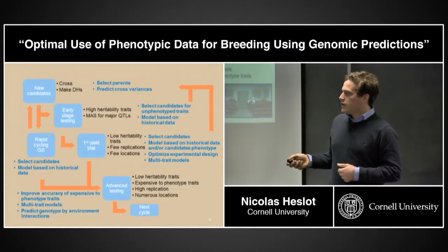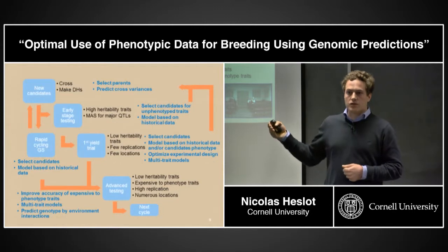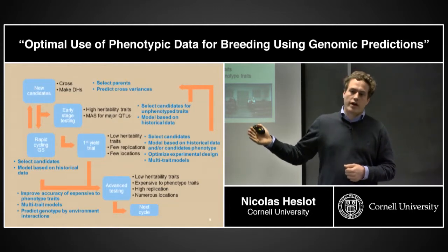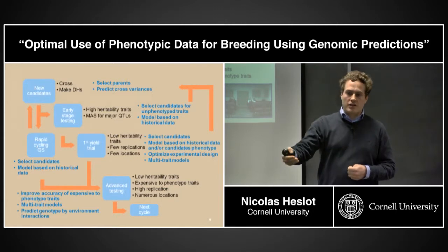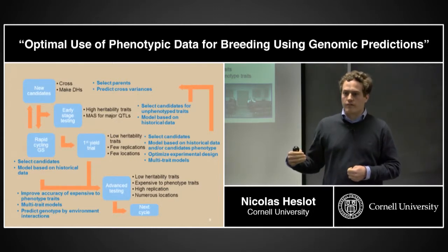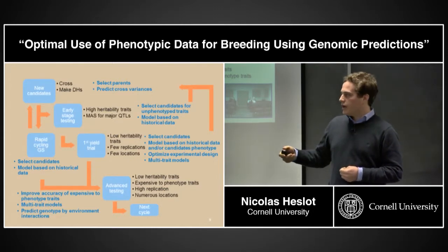When we move to the first field trial, we could combine markers on the candidate plus phenotype on the same candidate to increase the precision of selection. That is, combine marker and phenotype.